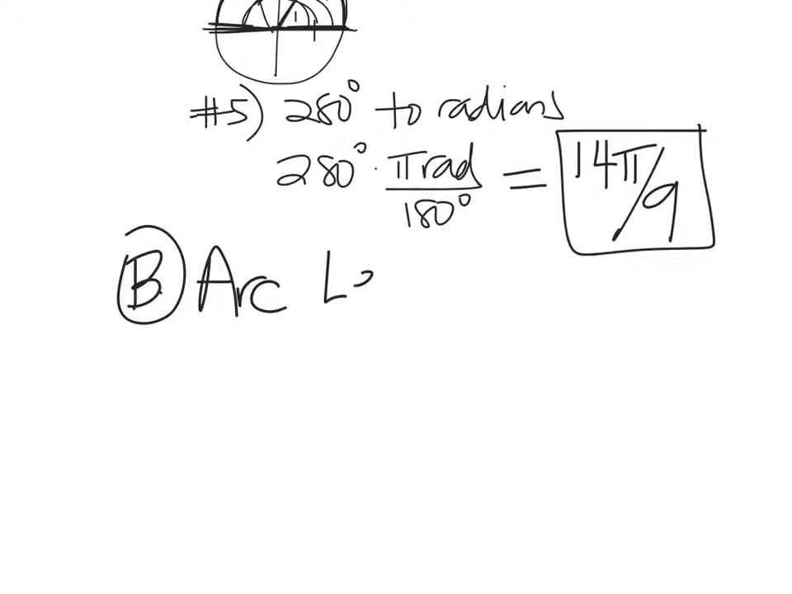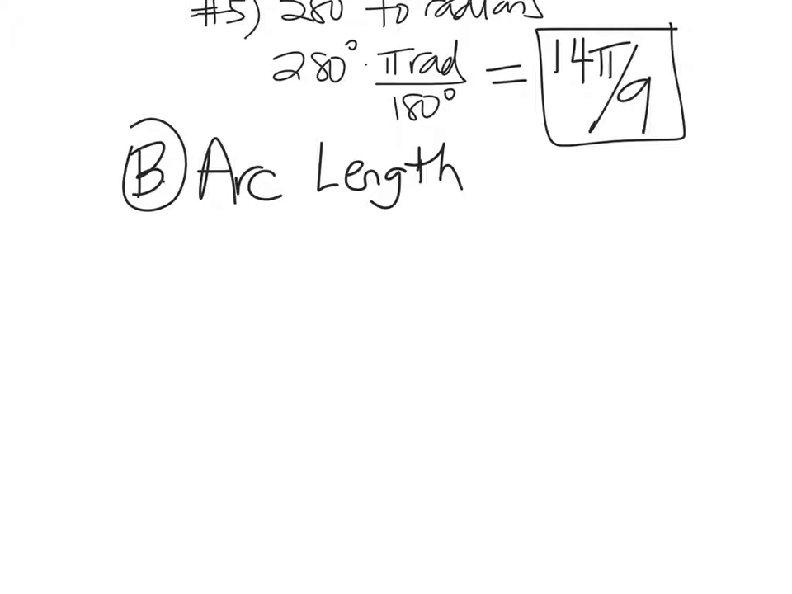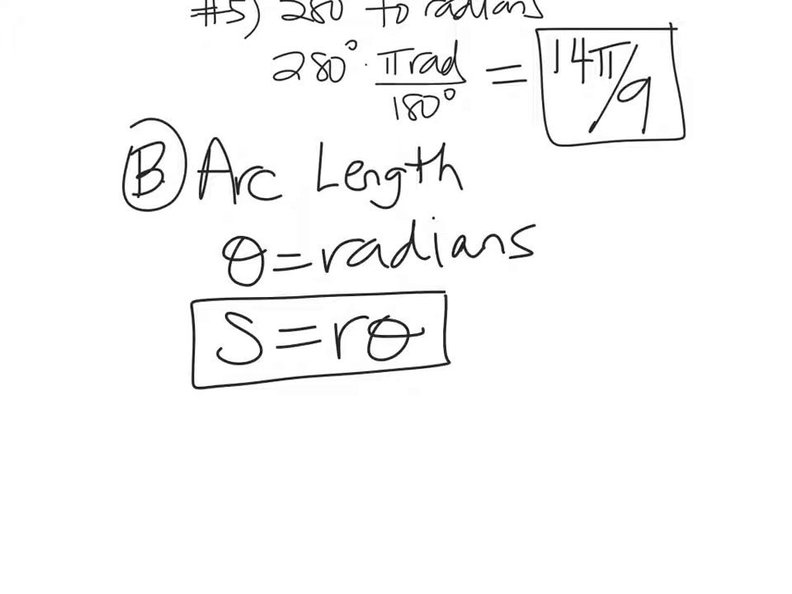All right, we're going to do arc length. Arc length, if theta is in radians. Oh, remember theta? There's our good friend theta. If theta is in radians, then S is equal to R times theta. What in the world does that mean?